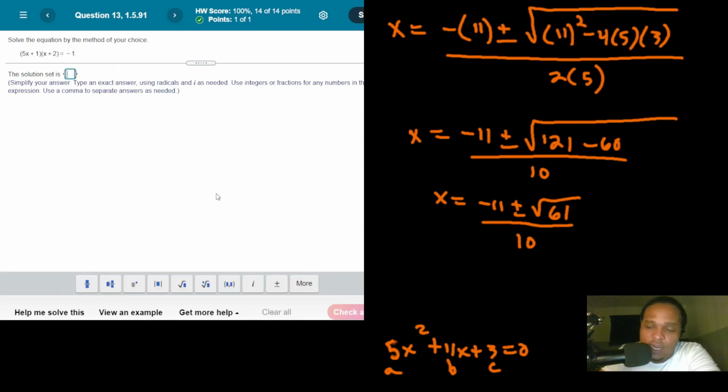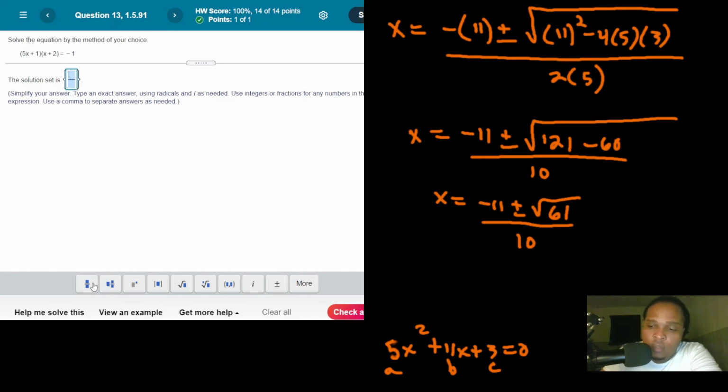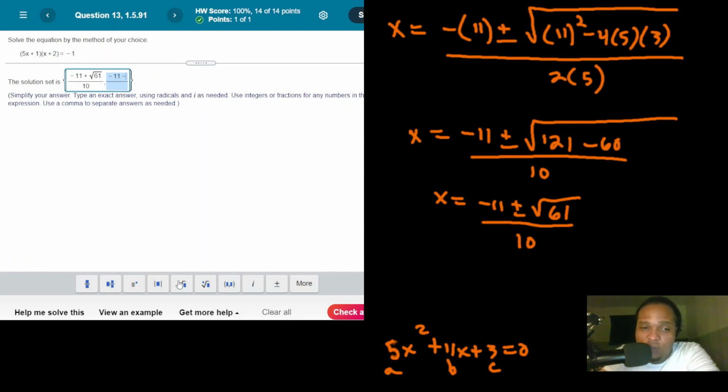So let's go ahead and put negative 11. Oh, well, it's a fraction. We have 2 fractions. So negative 11 plus the square root of 61 over 10, comma, another fraction. So if you stick with this, that quadratic formula, you can't go wrong no matter what. There's no second guessing. There's no trial and error type stuff going on.